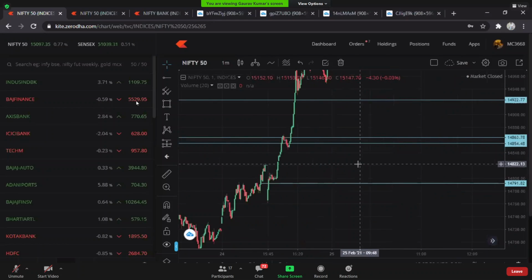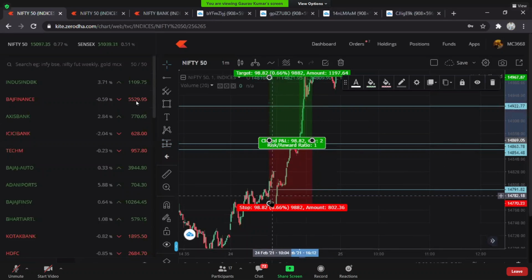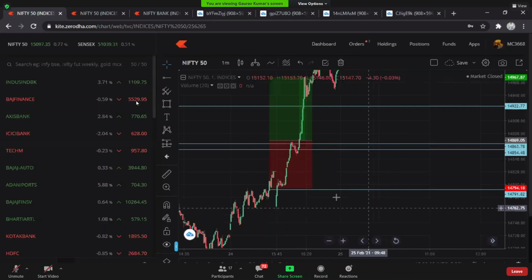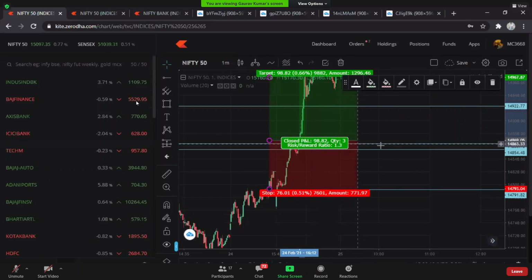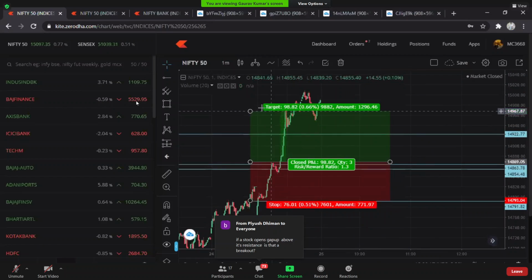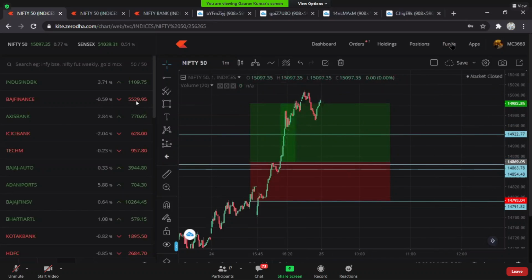And then if I plot my position out here, suppose I entered at this point, the SL of 0.5%, 0.51%, whatever, and if I expand it, now I will look for a risk to reward of 1 to 1.5, which is done. This is the risk reward that I follow. This is how you plot your target and stop loss.